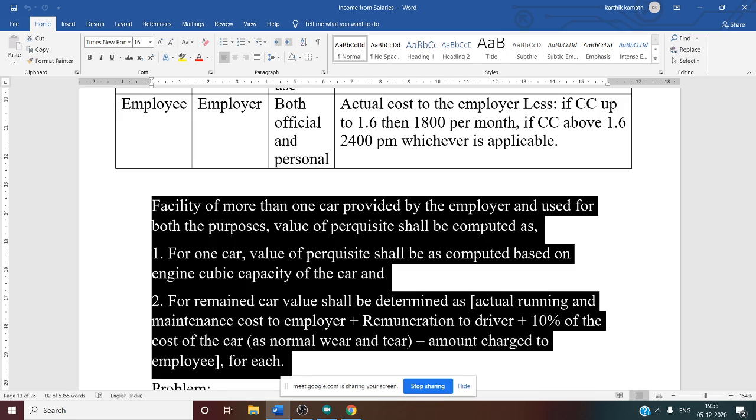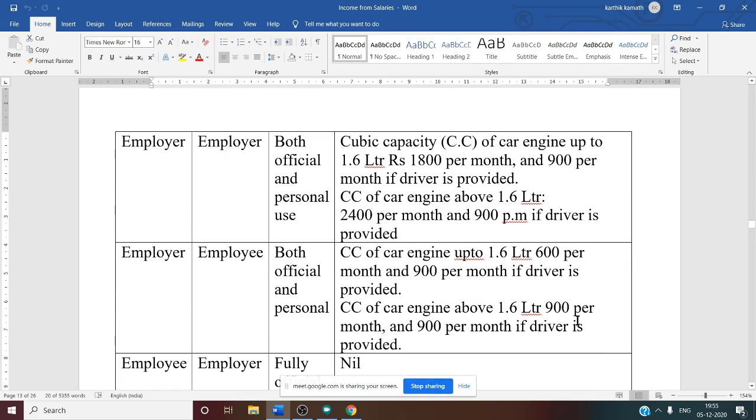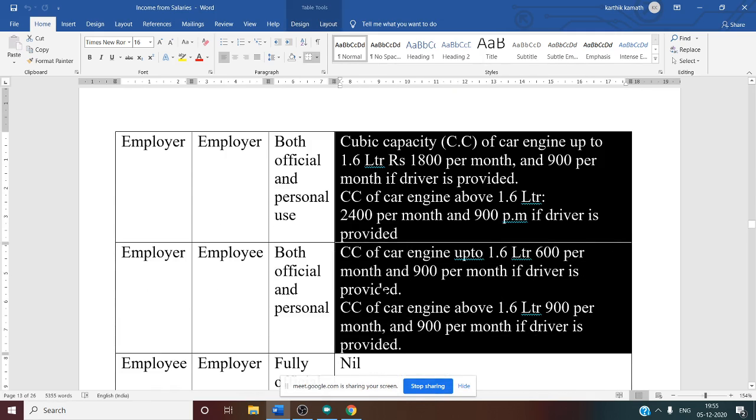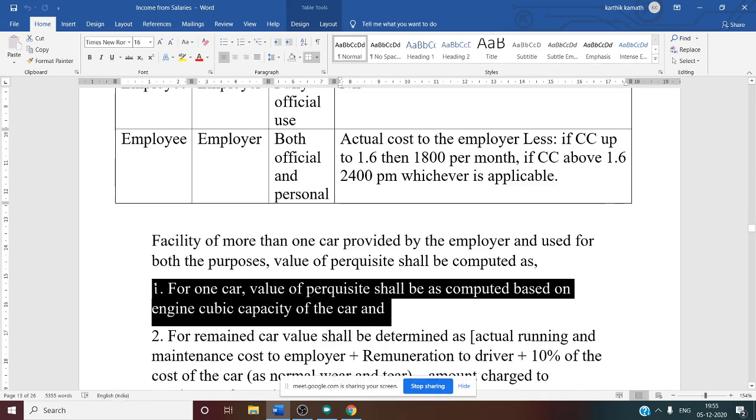So now for the first car, how to calculate? Depending on the cubic capacity. See this. For one car we can take the cubic capacity. That means rule 3 or 4 we can apply for one car. Is this clear? For the first car we can apply cubic capacity. Value of perquisite shall be computed based on the engine cubic capacity of the car.